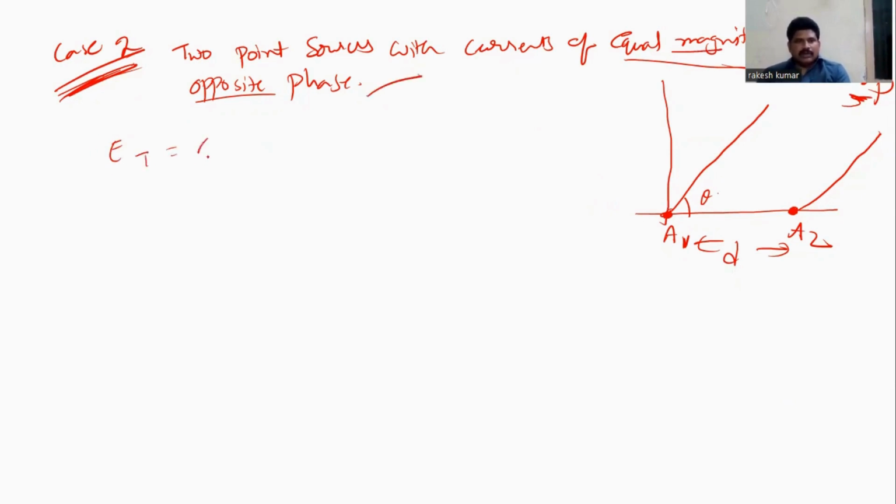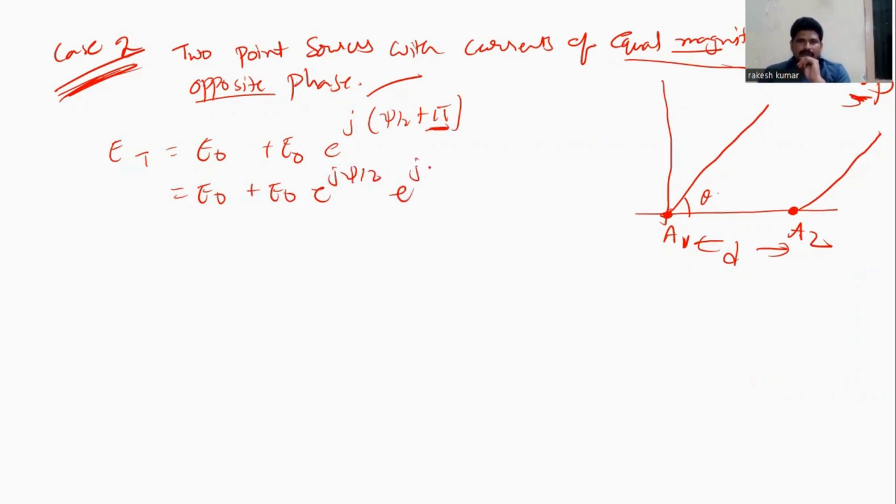ET can be written as E naught plus E naught into e to the power of j psi by 2 plus pi. Here I am taking 180 degrees as opposite phase. So it is E naught plus E naught into e to the power of j psi by 2 into e to the power of j pi. What is the value of e power j pi? It is minus 1, so that is E naught minus E naught into e to the power of j psi by 2. If there is a 180 degrees phase shift, we get a minus here.